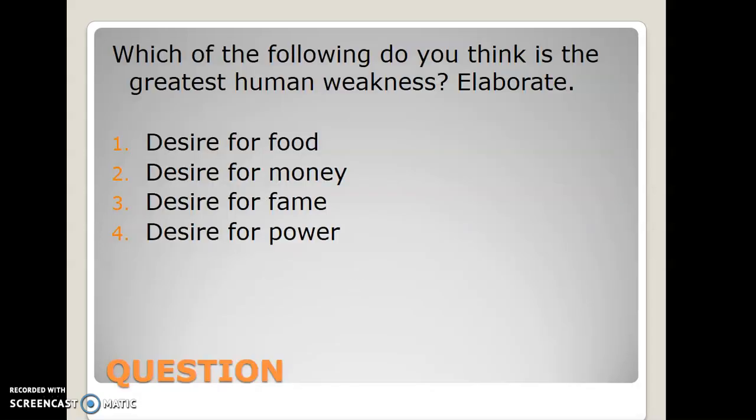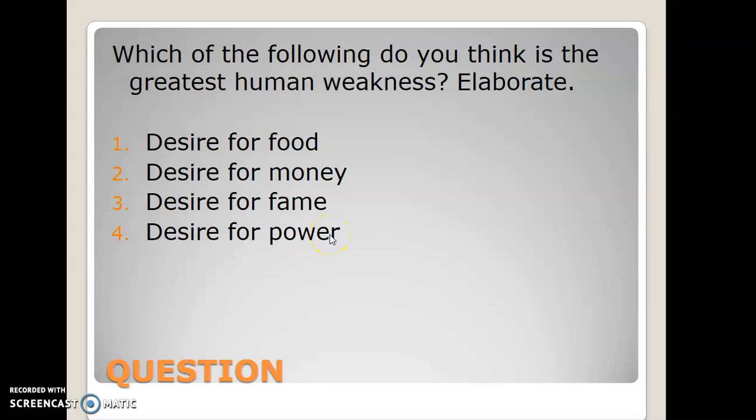Now, this is an example of the question that you will get for the speaking assessment. Here you see, which of the following do you think is the greatest human weakness? Elaborate. Let's just say you are student A. Your point is desire for food. This is for student B, desire for money. This is for student C, desire for fame. And this is desire for power.